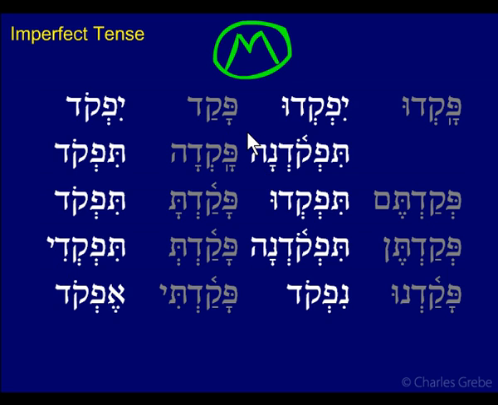Here, by contrast, is our perfect. They all start with p. See that all the way down? That's because they have no prefixes, only suffixes. This one has no suffix, the rest have suffixes.